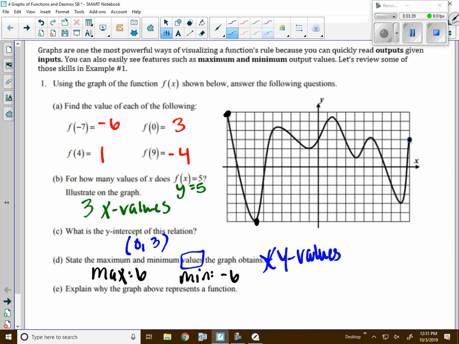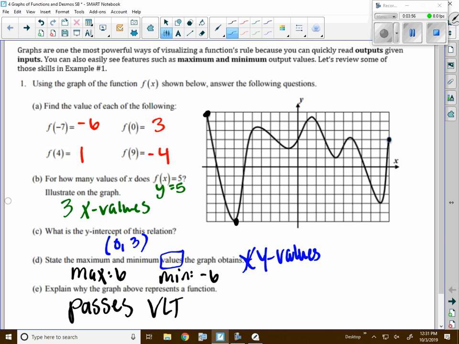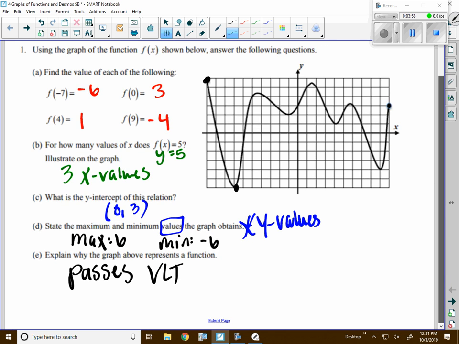All right, and then explain to me, why is this graph a function? Why is it a function? Passes the vertical line test. And you can just write VLT if you would like. Vertical line test. Questions, issues, concerns? Okay.